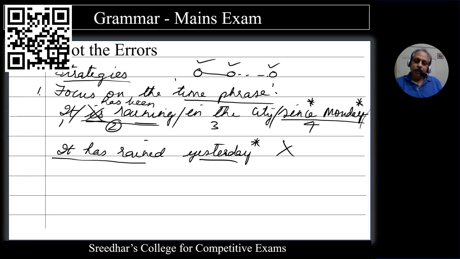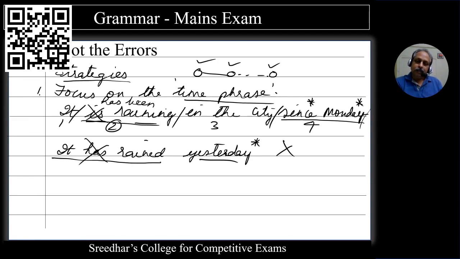This part is in present perfect. Yesterday, present perfect, wrong combination. We cannot use independent time in the past with present perfect tense. And whenever there is independent time in the past, we are supposed to use past tense. So what is wrong with this sentence? It has rained is not correct. It should be in past. It rained yesterday. It rained yesterday, past tense.